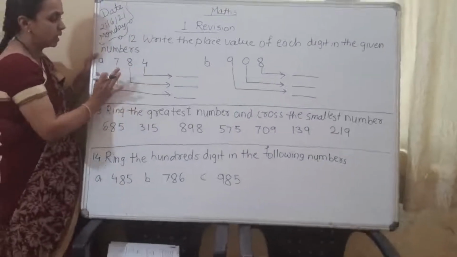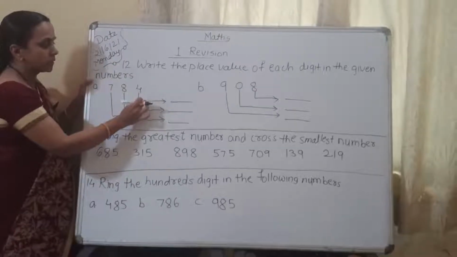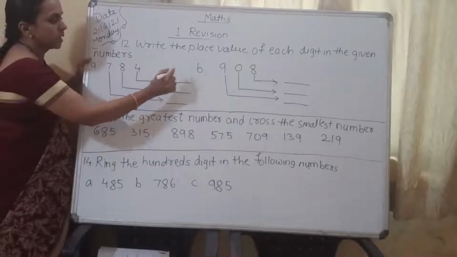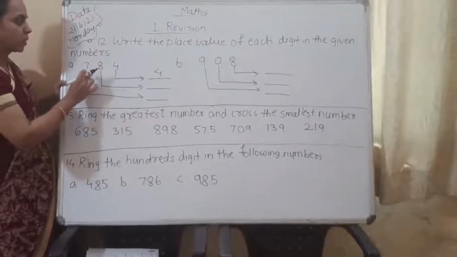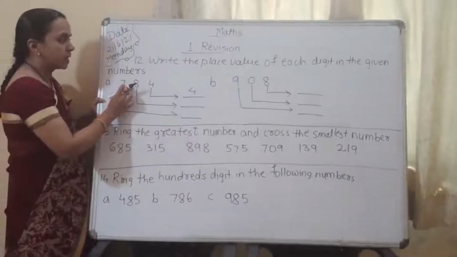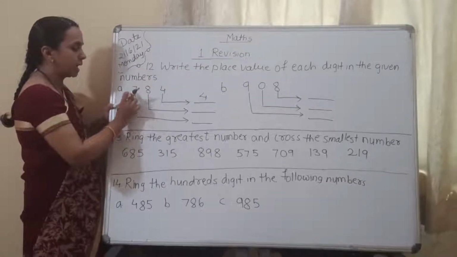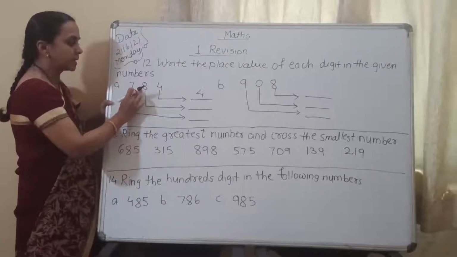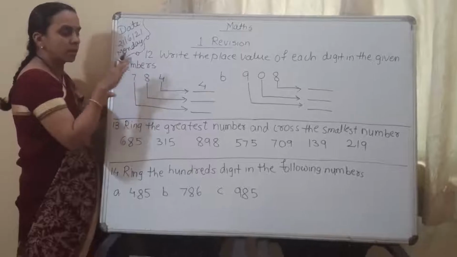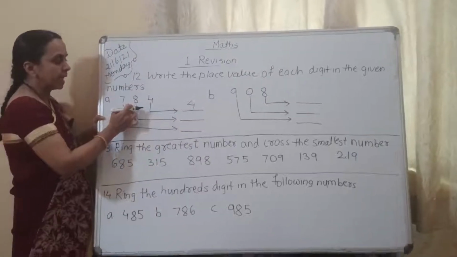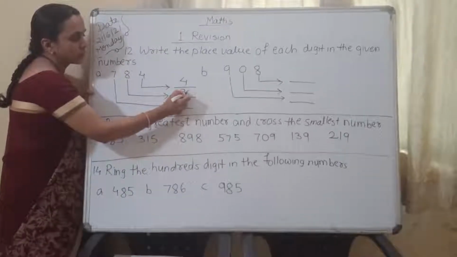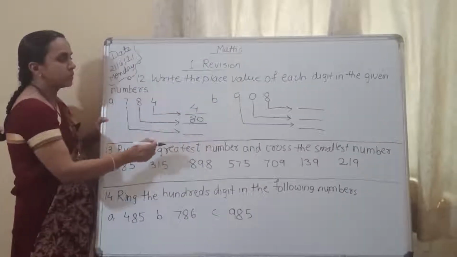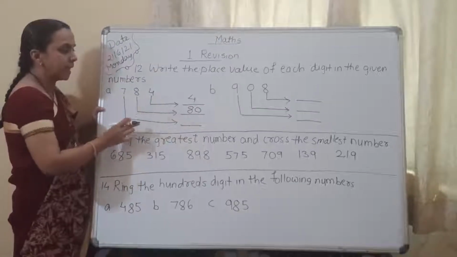784 is the given number. So place value of this 4 is ones. So 4 multiplied by 1 equal to 4. Okay. Now see here 8. The place value of 8. See ones, tens. So tens means what? Multiply by 10. 8 multiplied by 10 is how much? 80. So we have to write down place value of this 8 is 80.